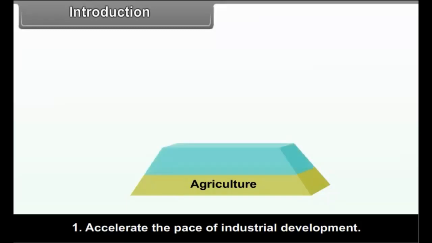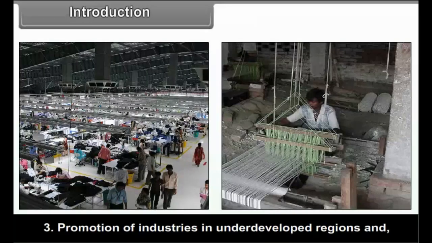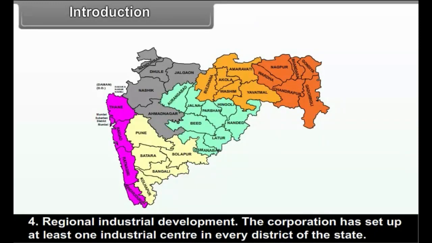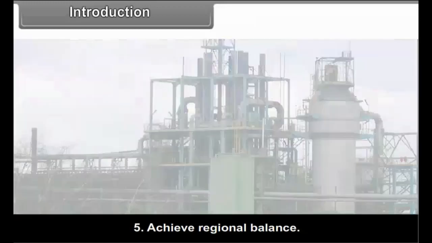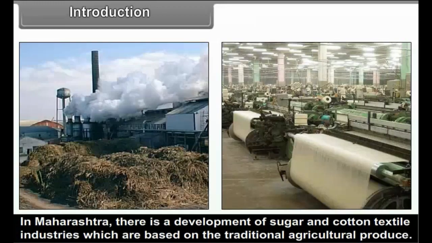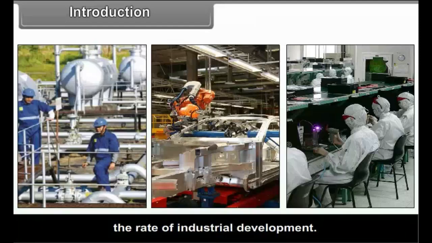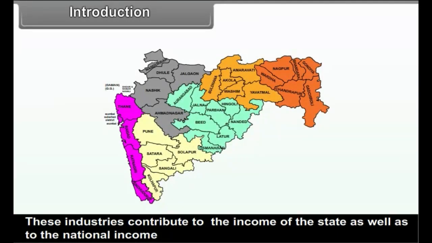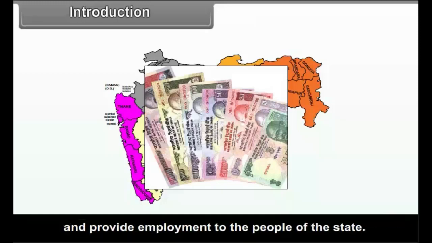to accelerate the pace of industrial development, provide infrastructural facilities, promotion of industries in underdeveloped regions, and regional industrial development. The corporation has set up at least one industrial center in every district of the state to achieve regional balance. In Maharashtra, there is a development of sugar and cotton textile industries which are based on the traditional agricultural produce. Also, the growth of chemical industries, automobile industries, and electronic industries have accelerated the rate of industrial development. These industries contribute to the income of the state as well as to the national income and provide employment to the people of the state.